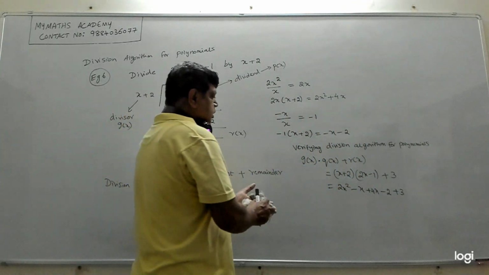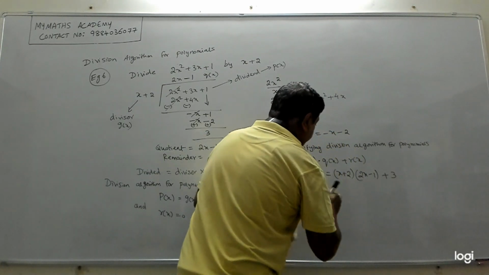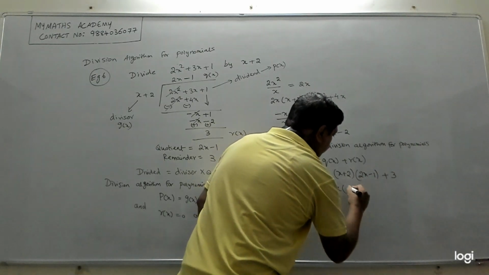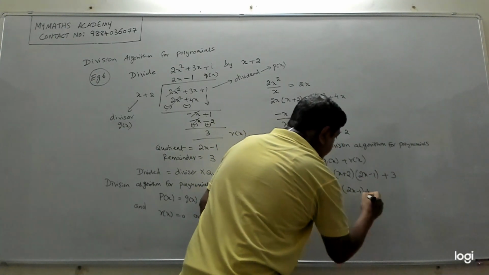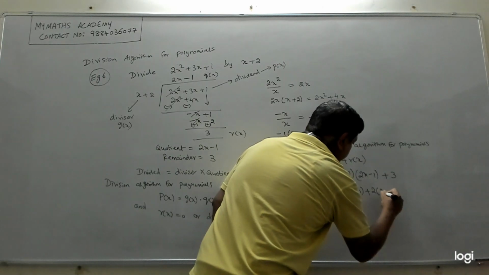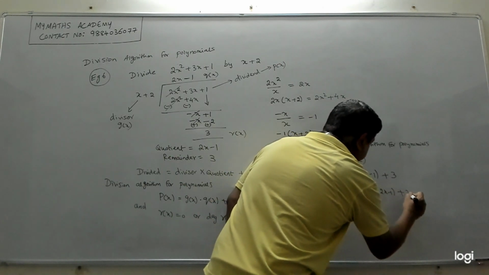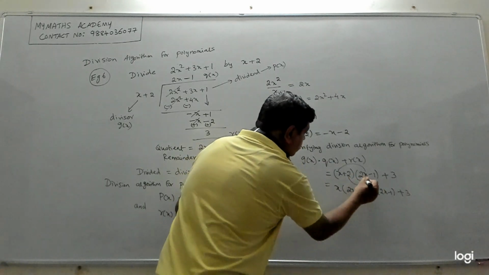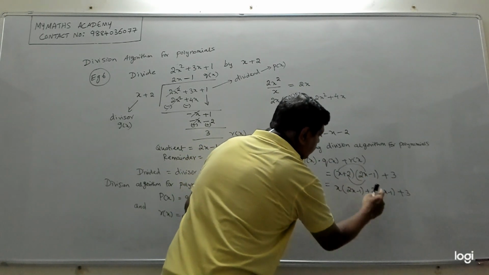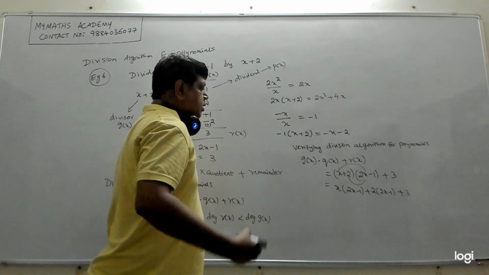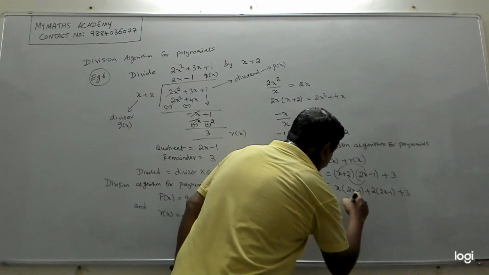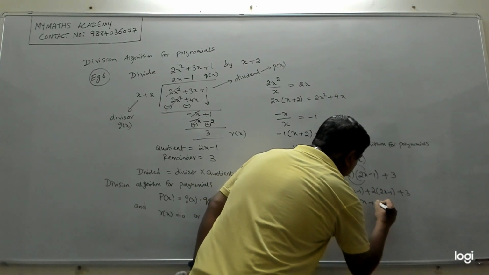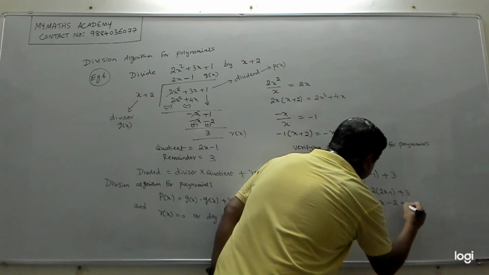In case it is confusing, I can write one more step. We can write this as x into (2x minus 1) plus 2 into (2x minus 1) plus 3. So x into this whole thing, and then 2 into this whole thing. Then again we multiply: x into 2x is 2x square, x into minus 1 is minus x, 2 into 2x is 4x, 2 into minus 1 is minus 2 plus 3.